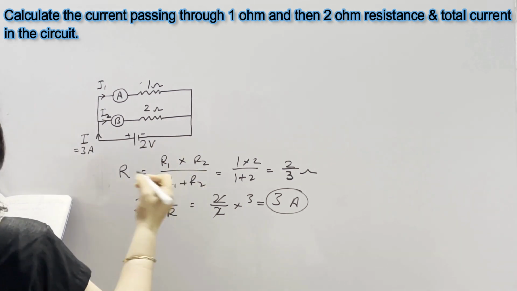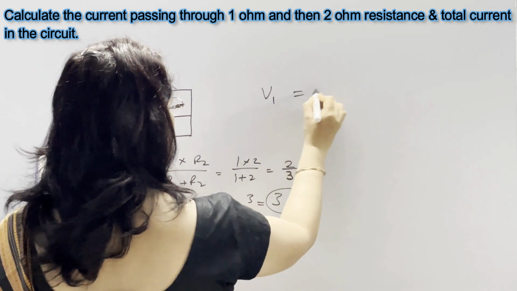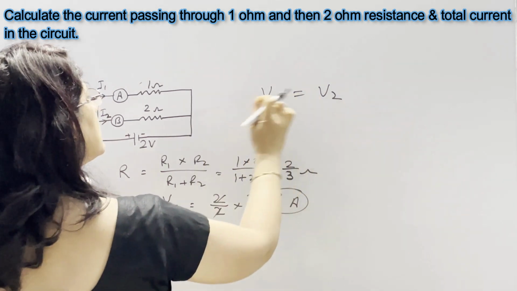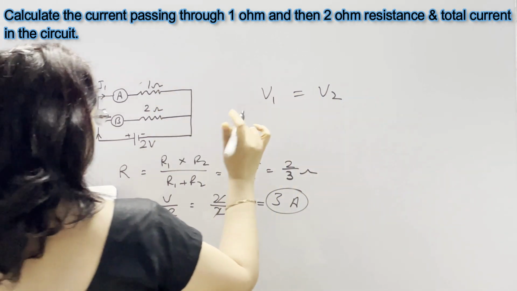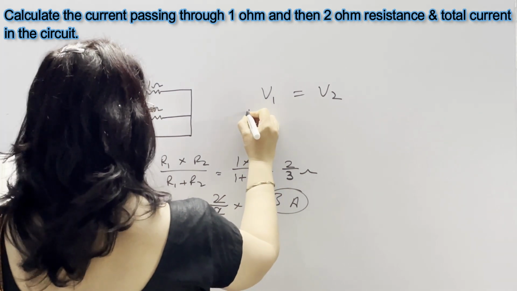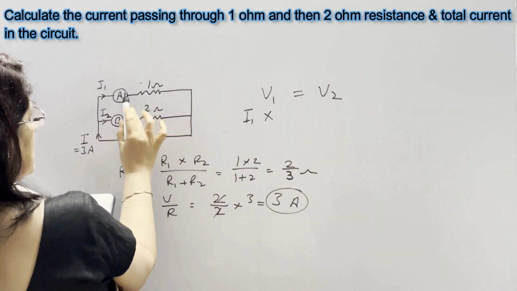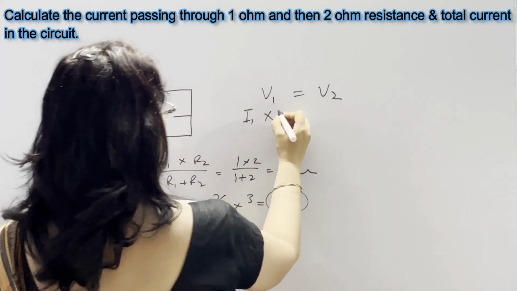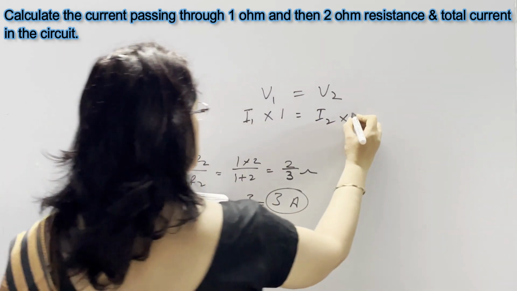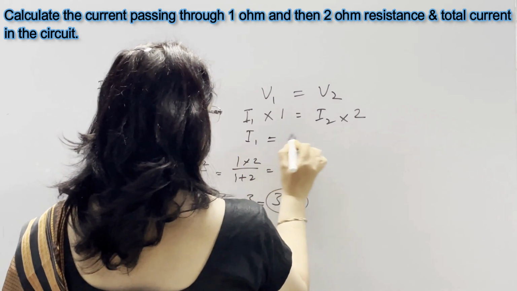Now the second method of calculation for these types of questions is V1 is equal to V2. We know that these are connected in parallel. In parallel combination, the potential difference in these two branches remains the same. So V1 is equal to V2. So I1, it means the first current, into the value of the resistance in this branch, which is 1, is equal to I2 and then the second resistance, 2. So now I1 is equal to I2 times 2.